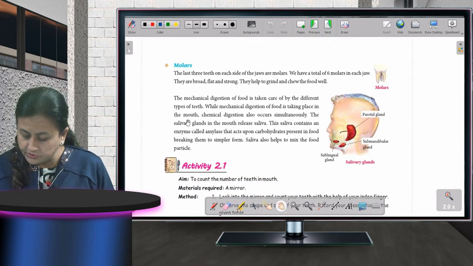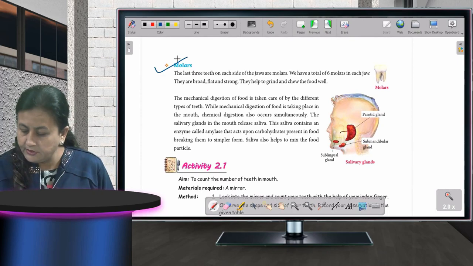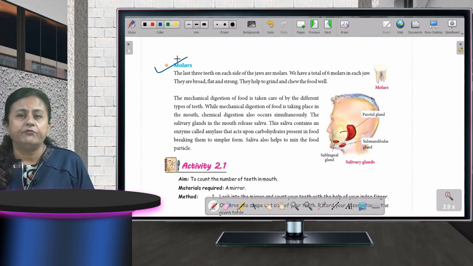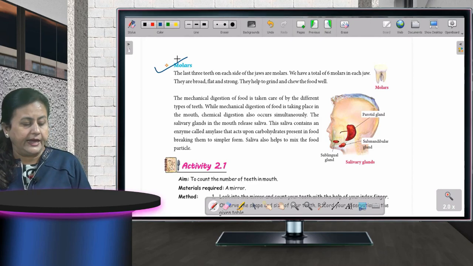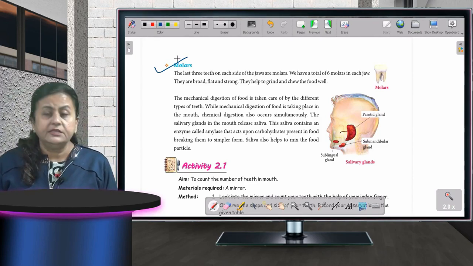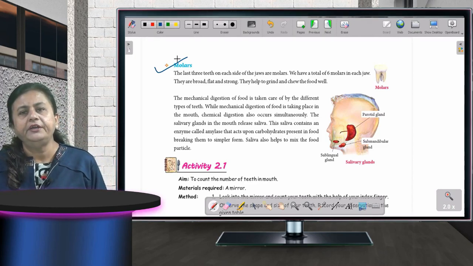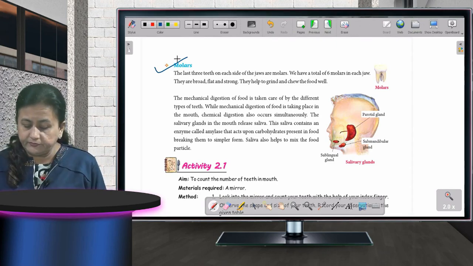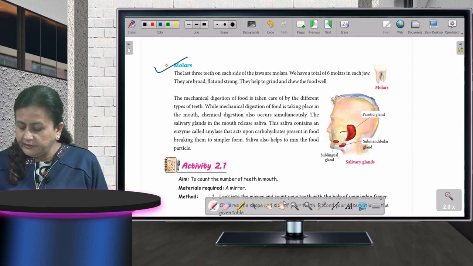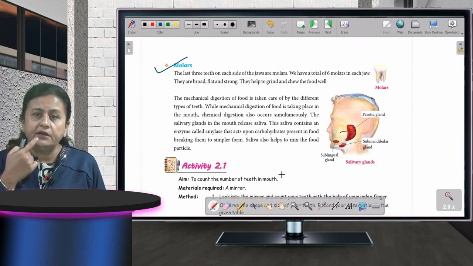You can see on your screen also. How many types of teeth do we have? We have four different types of teeth. The first one is molars, premolars, canines and incisors. And every tooth has a different function. Am I clear? Now the mechanical digestion is going on inside the mouth.